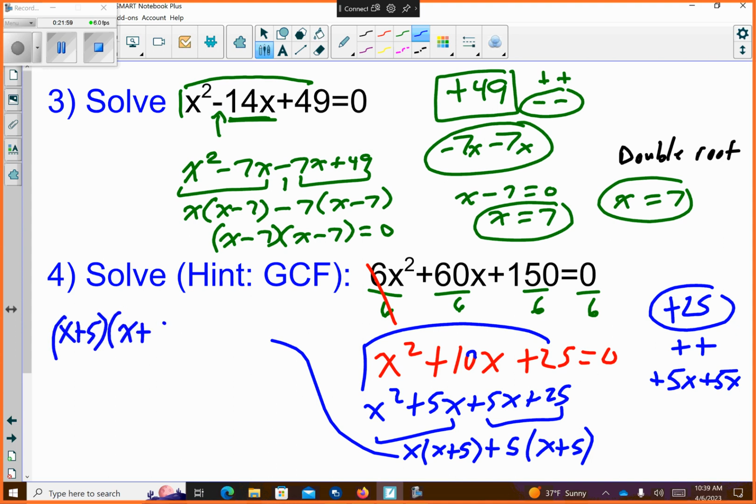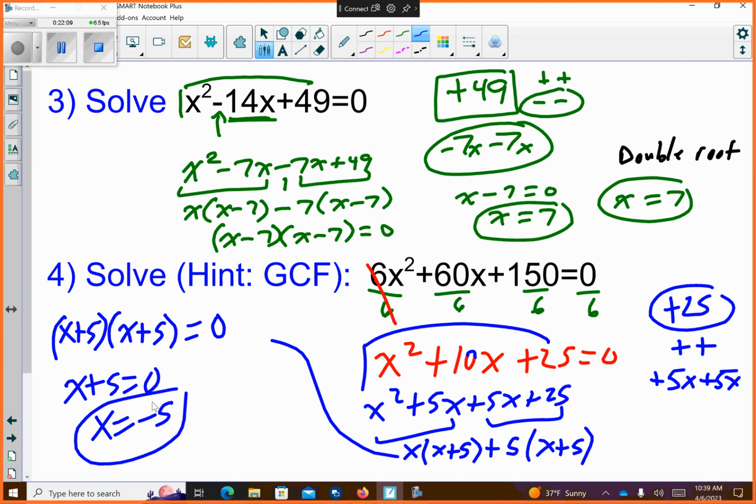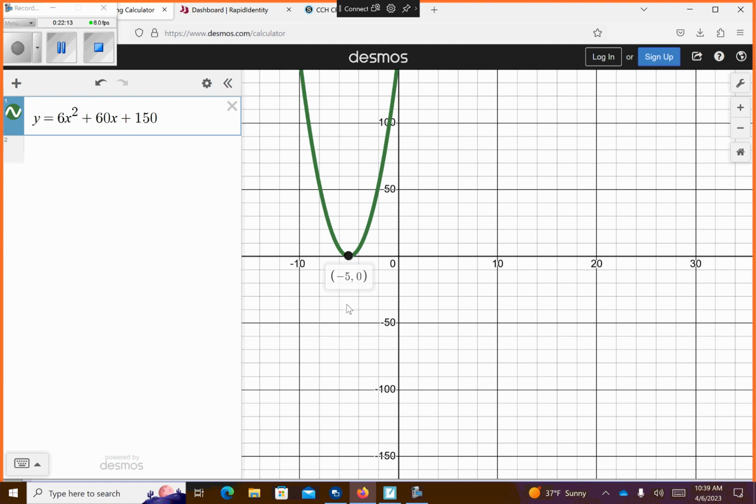So do you see why there's a double root on this problem? They get the exact same thing. So this x equals negative 5 is why this happened here. It gave us a bounce.